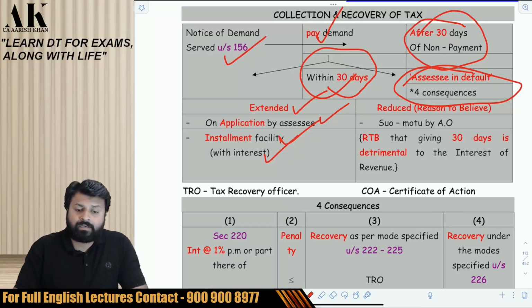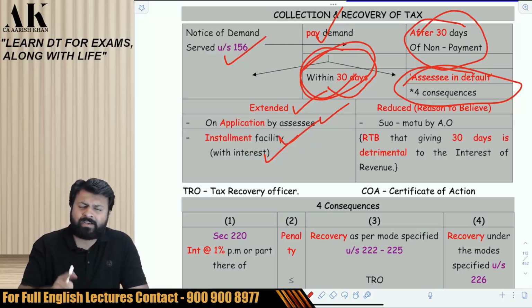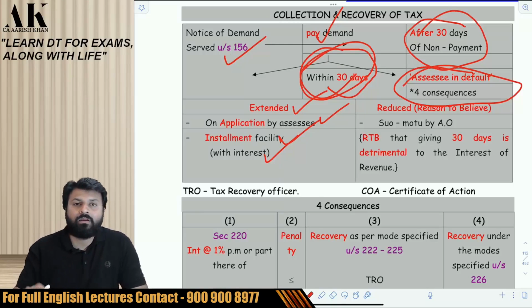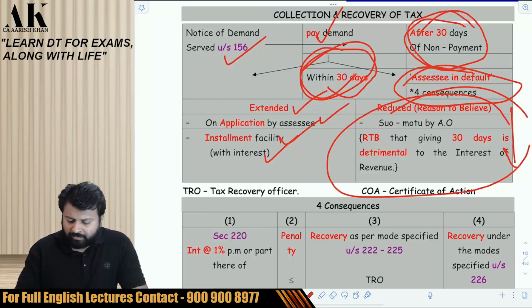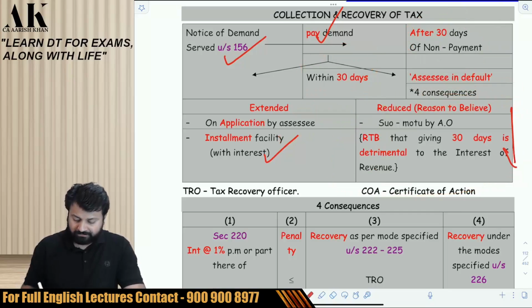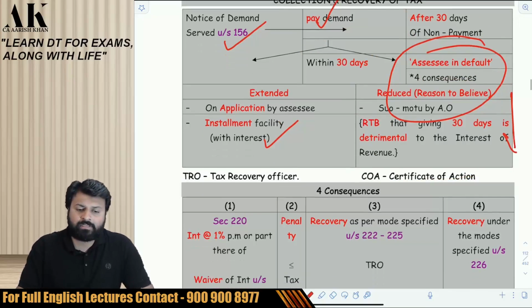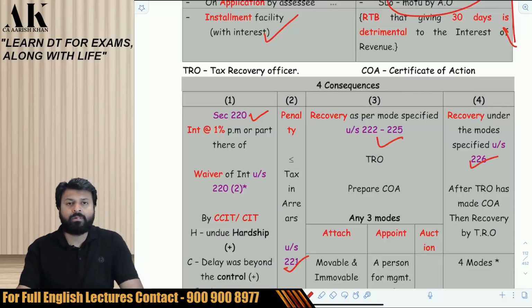Then comes, can the department reduce your time limit of 30 days to say 10 days and say that you will pay tax in 10 days, not 30 days? The answer is yes. Where the AO has reason to believe that giving 30 days is detrimental to the interest of revenue, he can reduce it. Pay attention over here. He can reduce it. Now, if the assessee does not pay within 30 days, then the assessee will become an assessee in default. So what are the consequences of becoming an assessee in default? Then you have to follow the consequences mentioned in sections 220, 221, 222, 225, 226. All these sections have to be fulfilled.